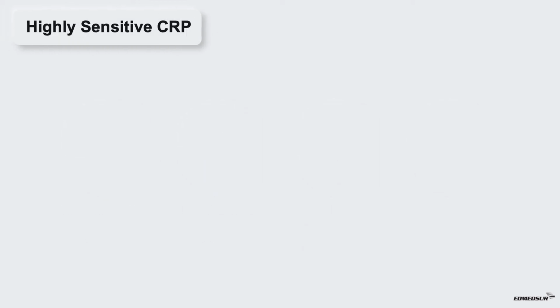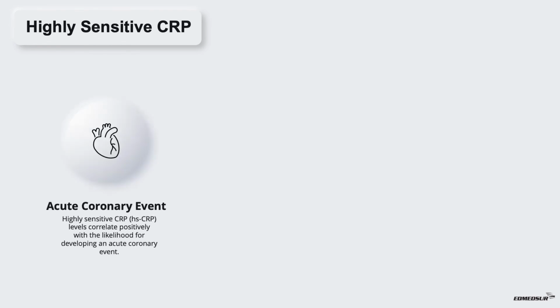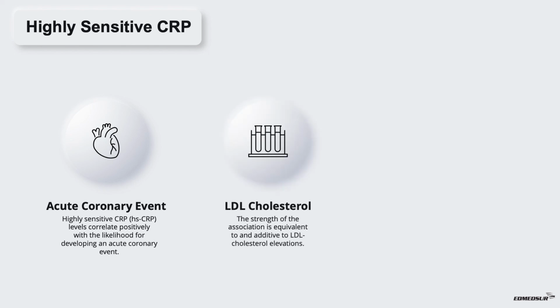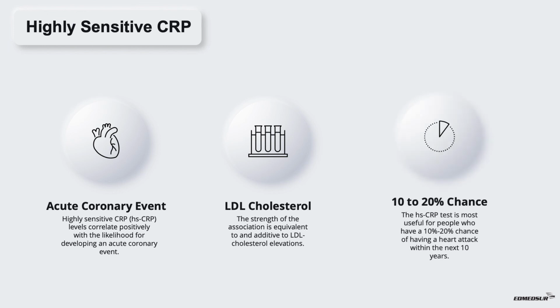Highly sensitive CRP. Highly sensitive CRP, or HSCRP, levels correlate positively in prospective studies with the likelihood for developing an acute coronary event. The strength of association is equivalent to and additive to LDL cholesterol elevations. The highly sensitive CRP test is most useful for people who have 10 to 20% chance of having a heart attack within the next 10 years. This test is not helpful for people with a higher or lower risk.